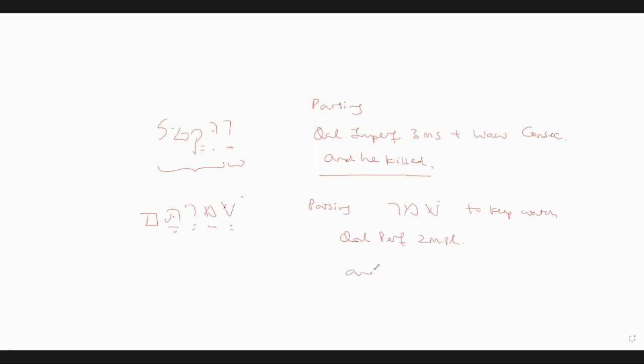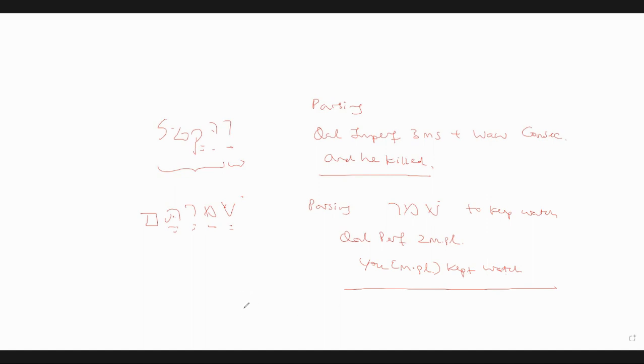So, no, there's no "and." This one is you, masculine plural, and this is: you kept watch. Okay, shamartem. So you give the root, then you do the parsing: Qal perfect, second person masculine plural, you kept watch.